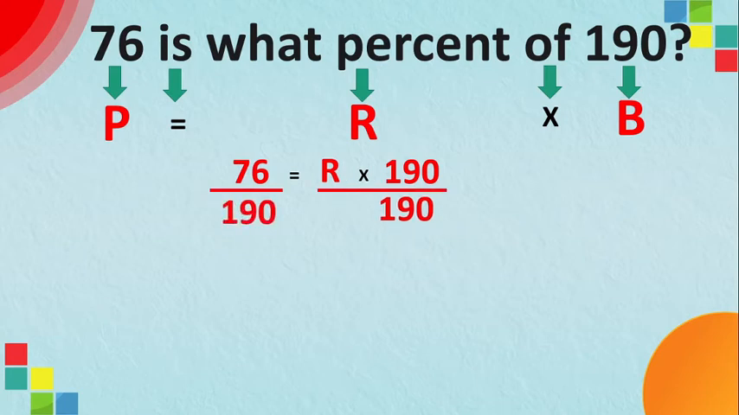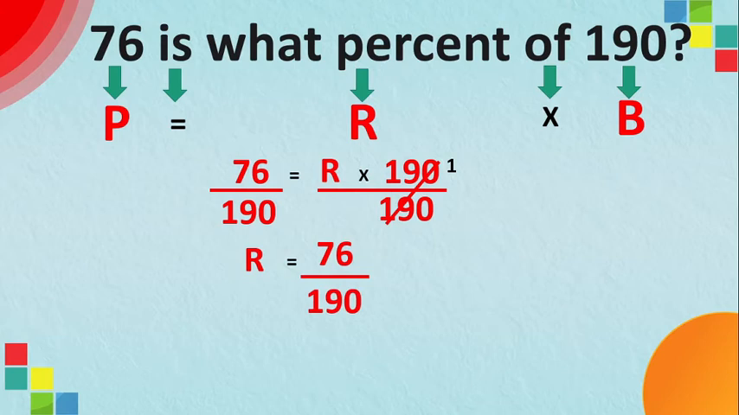Okay, so R times 190 divided by 190. We can cancel out 190 divided by 190 because the quotient will be 1. If we multiply R times 1, the product is R, or what is left is R. So we can transpose R here and then equals, and then write 76 divided by 190. This time, the missing element now is R.